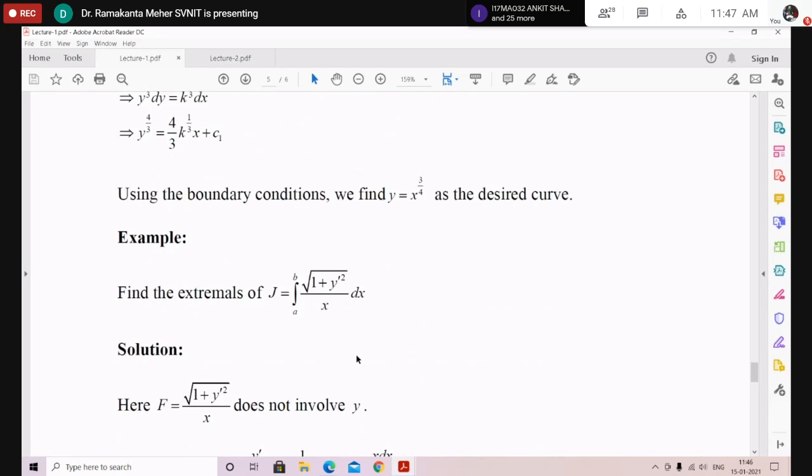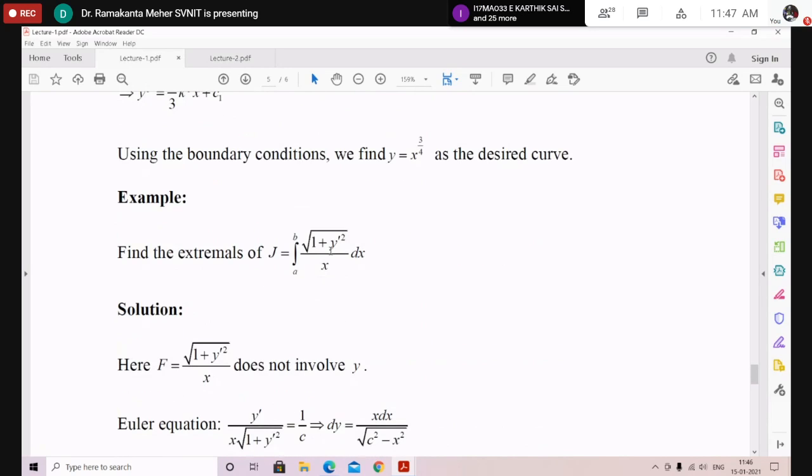Next, we go for another example. Suppose you are taking this type of example: J equal to integral from a to b of root over 1 plus y dash square by x into dx. There are no conditions present in this example. If you try to find the extremal of this variational problem directly by using Euler equation 3, you may face some problem here.